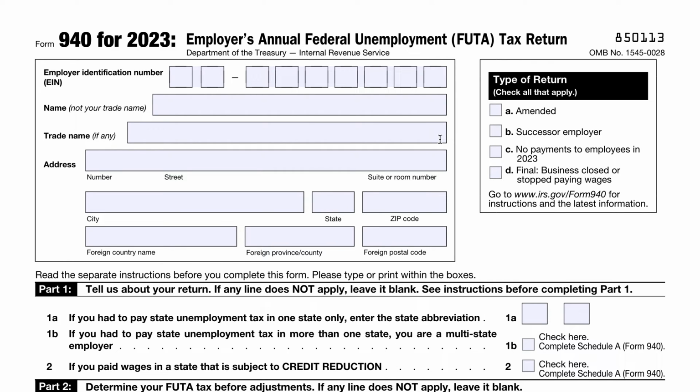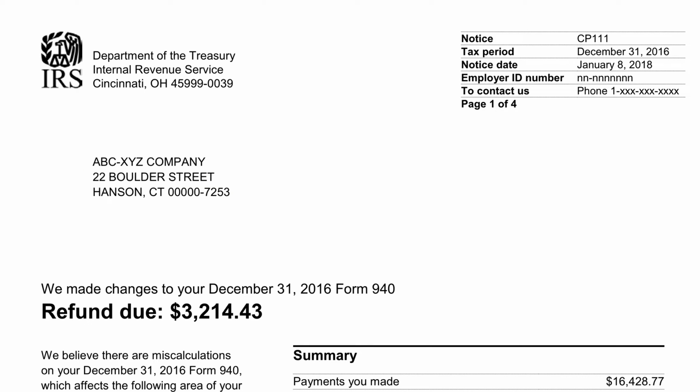If you're an employer, this is your annual federal unemployment tax return. So if you made a mistake on this that the IRS makes a correction to, and the correction results in a tax refund, then you might receive CP111 as a tax notice.